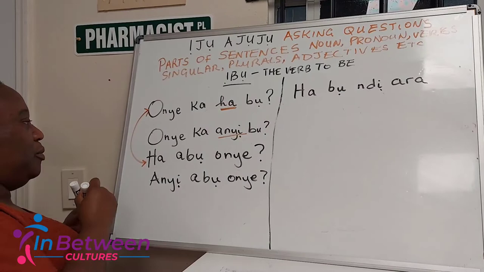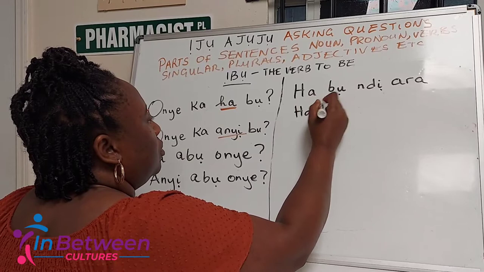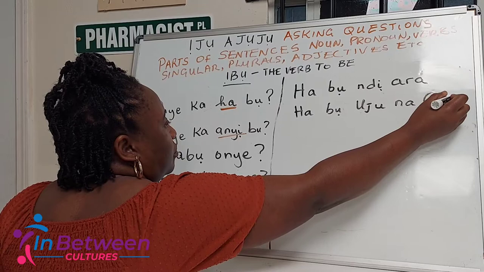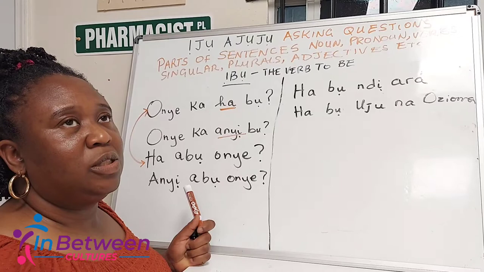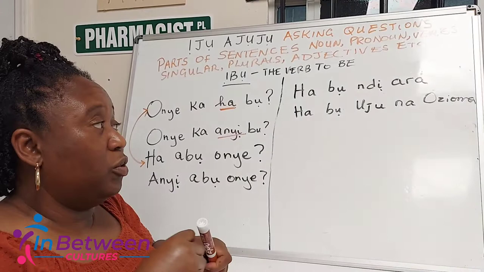Okay? Then you can now find their names. Ha bụ Uju. You can say ha bụ Uju na Ozioma. Ha bụ ndị ara, ha bụ ndị nkuzi, ha bụ ndị ọrụ ugbo, ha bụ ndị dibia oyibo, you know, different occupations. Ha bụ ụmụnne, like ndị is a form of plural, okay?